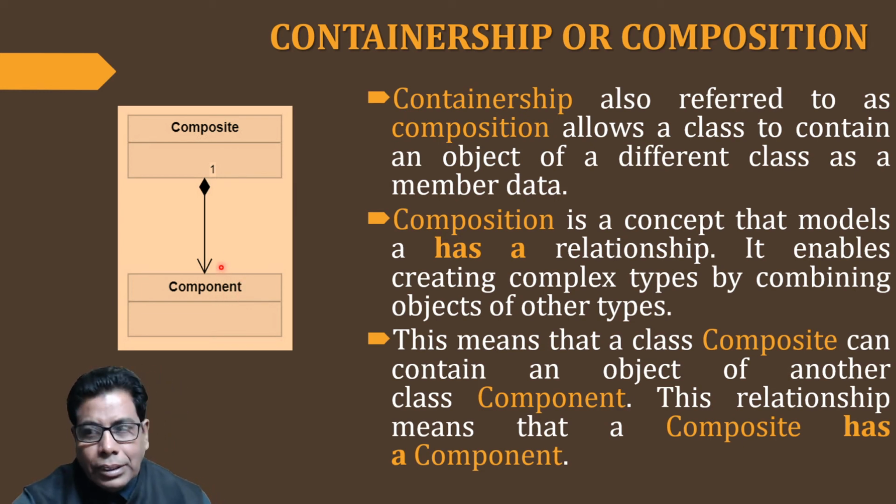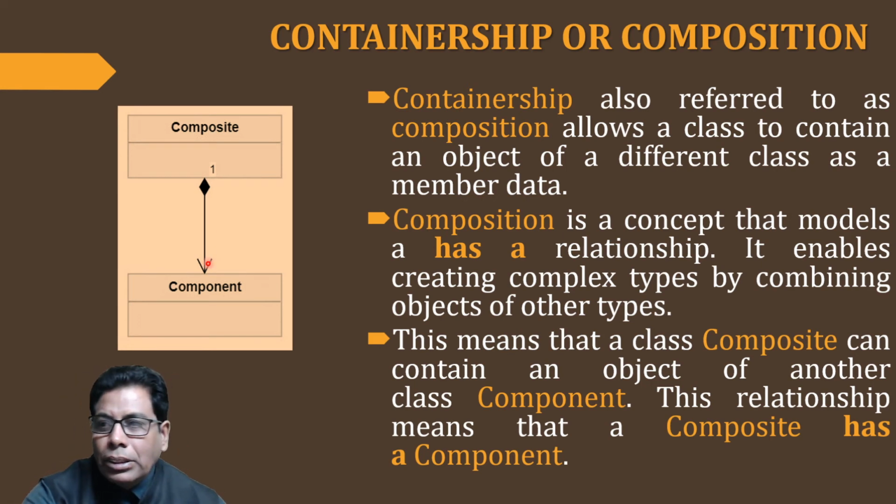So here you can see the diagram shows you composite class and the component class, and there is an arrow. So here composition is represented through a line with a diamond. This is the diamond at the composite class side pointing to the component class. So this arrow is pointing towards the component class.